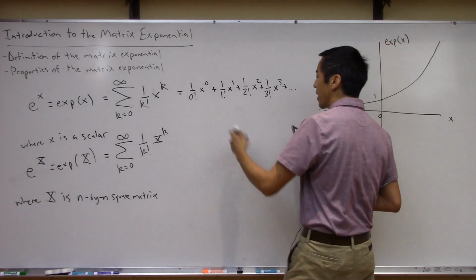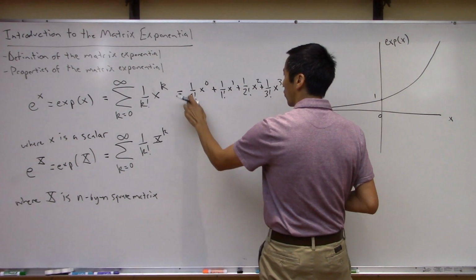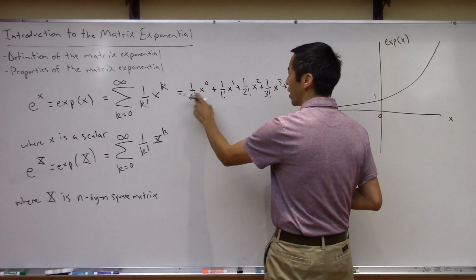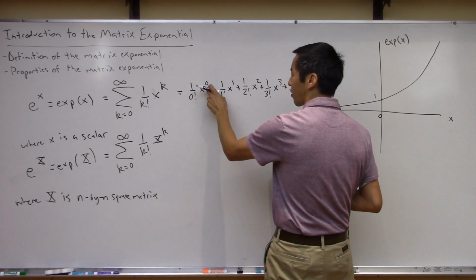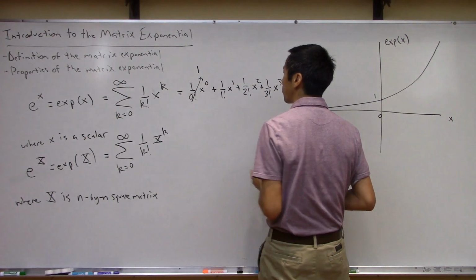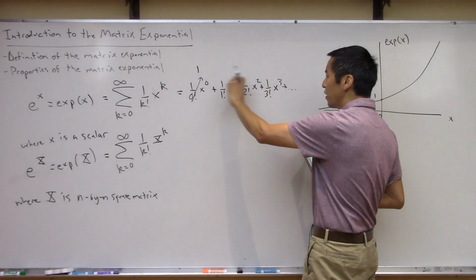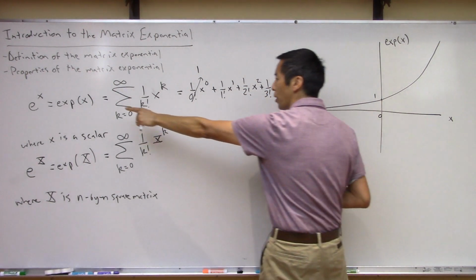Okay, so this all makes sense. I think everyone remembers that 1 over 0 factorial is just 1, and something to the 0 is 1. So this first term just becomes 1. Again, this makes sense. This is the infinite series, the definition of the normal exponential function.